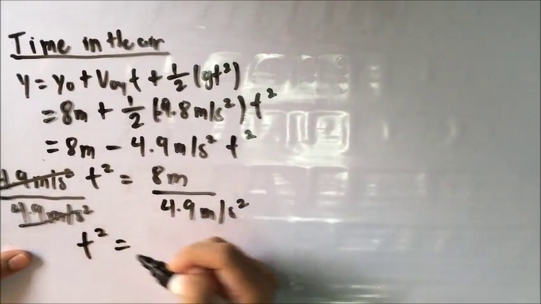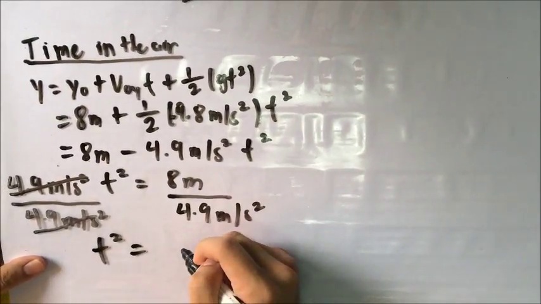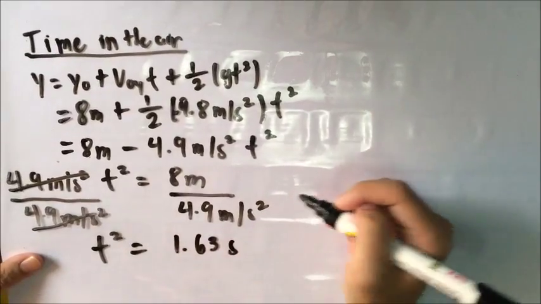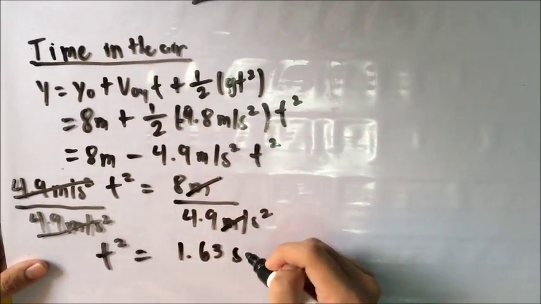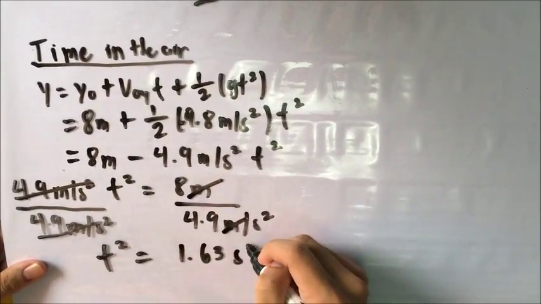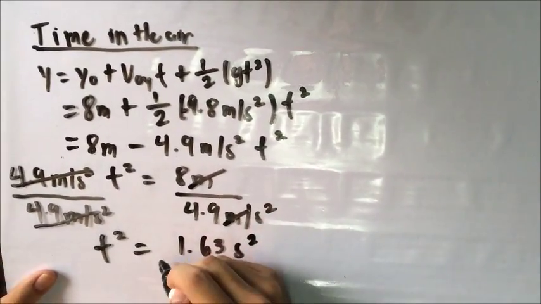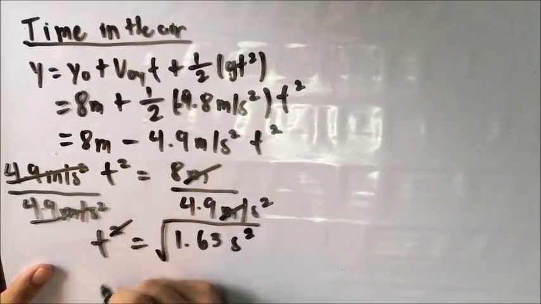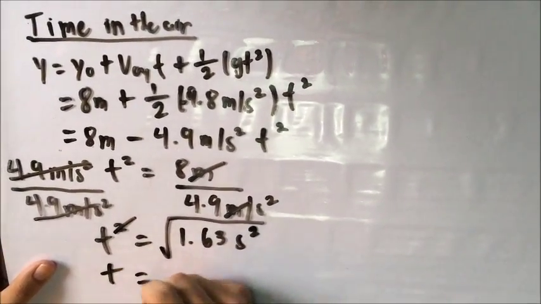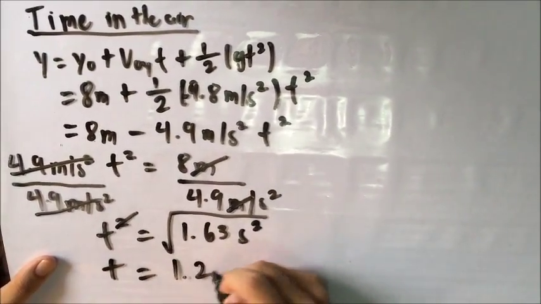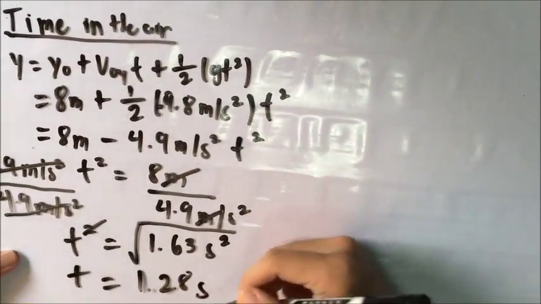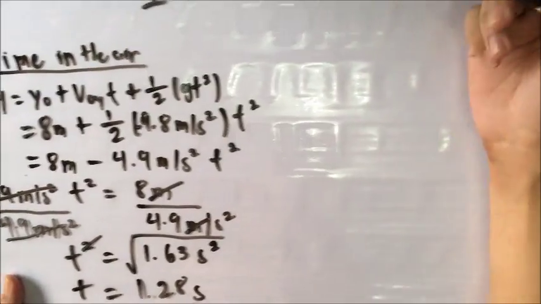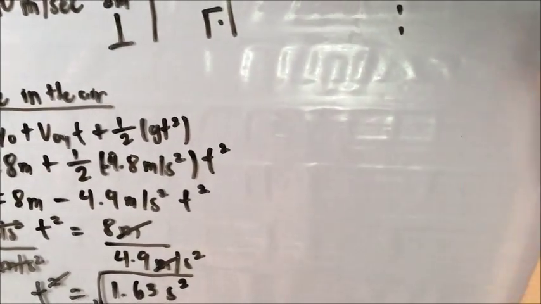t squared is equal to 1.63 seconds, cancelling out the meter, then second squared. Then we need to square root the value, then cancel out the t squared. t is equal to 1.28 seconds. Now we got the time in the air of the object. Now we need to proceed to the value of the distance.